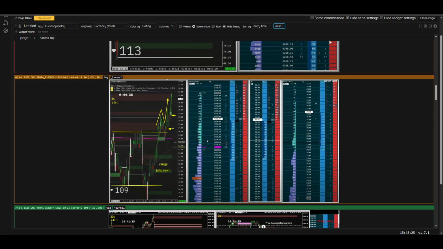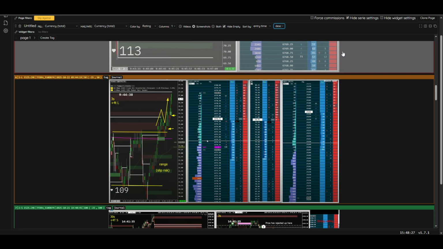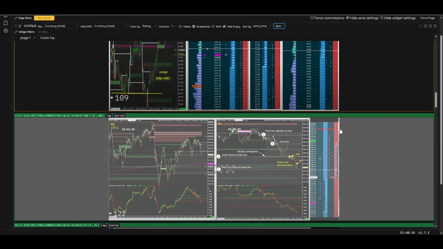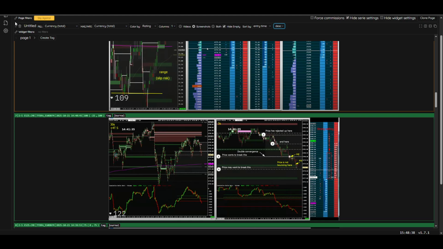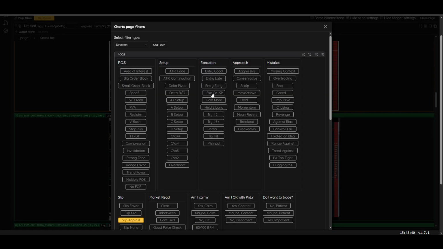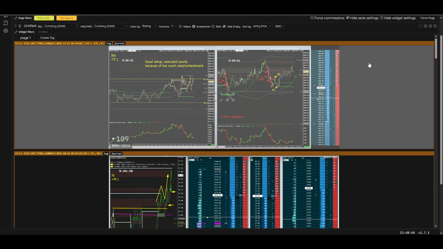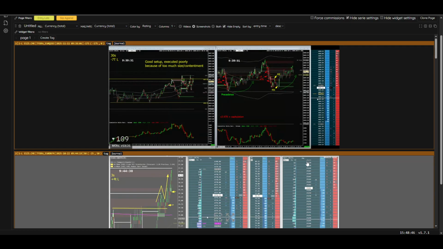This is a long, my entry. Ideal entry would have been way down there, which has that big reclaim. This is a long as well, again off the reclaim. But this is me tagging this with, hey, you're too early. And when I point out where I should have gotten in, it's all slip favor.